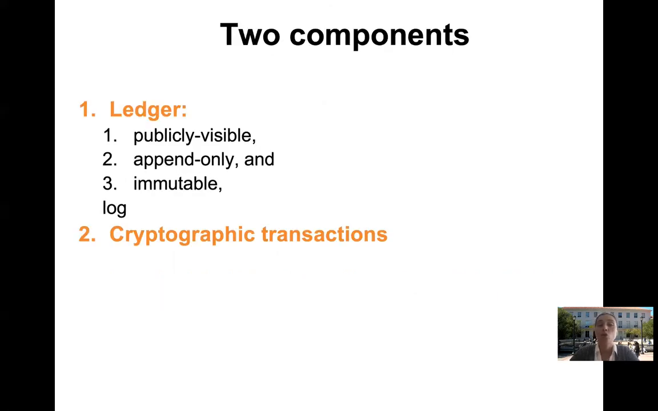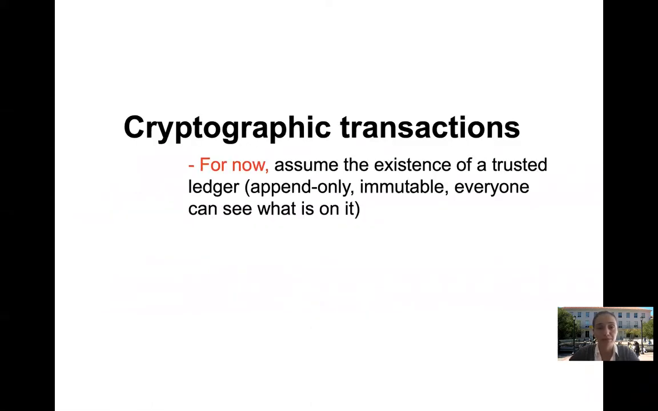And there will be two components to the Bitcoin design. The ledger, which will be a publicly visible, append-only and immutable log, and we'll discuss how to construct it. Again, it's a really nice combination of system security and cryptography. And the second is to have transactions implemented by cryptography. So we'll start with the second one, cryptographic transactions.